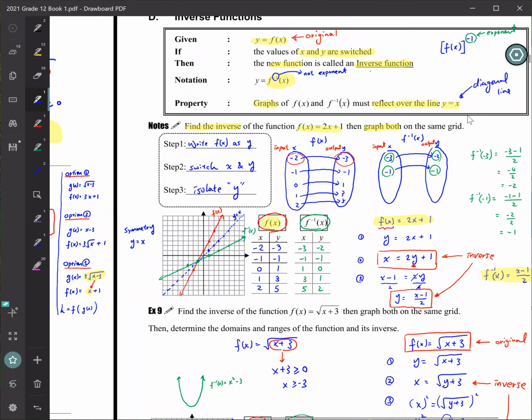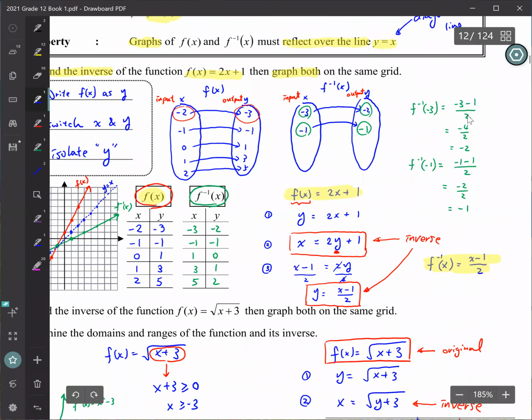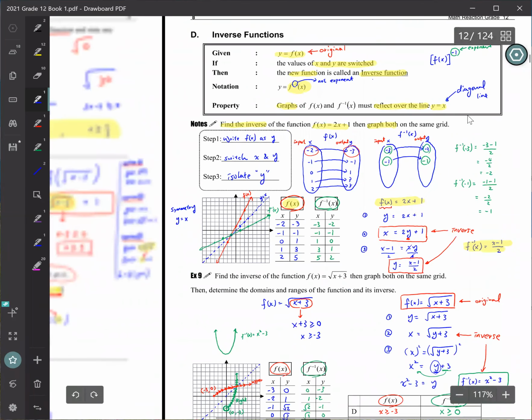So we switch x and y, but then we prefer to have y by itself. So that's why we isolate the y, right? The moment that you switch the x and y, it's already called inverse, but it's not quite useful, right? So that's why we isolate it, to make it easier to sub in input. And then once we got that, we can do the graphs.